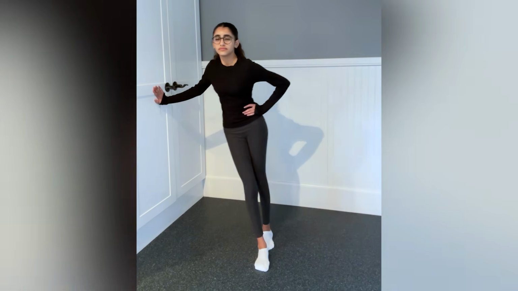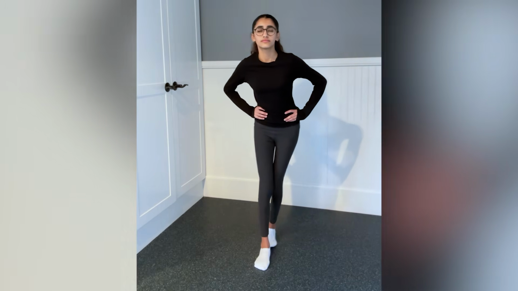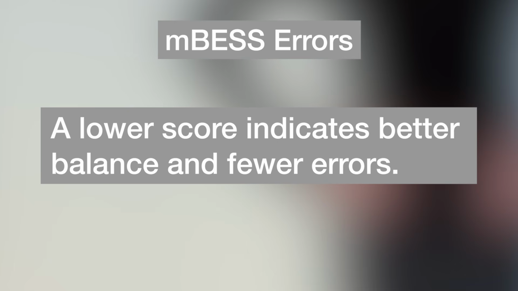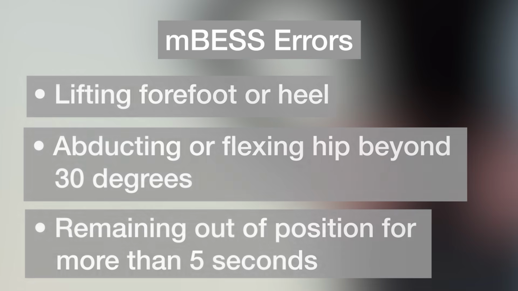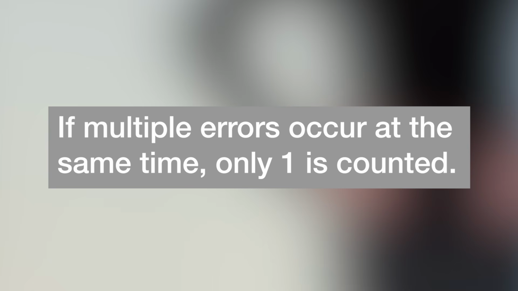If the patient cannot maintain the position for at least 5 seconds, assign the maximum score of 10 errors for that stance. The total modified BESS score ranges from 0 to 30. A lower score indicates better balance and fewer errors. Errors include moving the hands off the hips, opening the eyes, stepping, stumbling or falling, lifting the forefoot or heel, abducting or flexing the hip beyond 30 degrees, or remaining out of position for more than 5 seconds. If multiple errors occur at the same time, only one is counted.